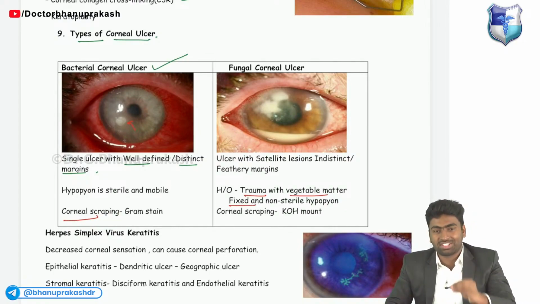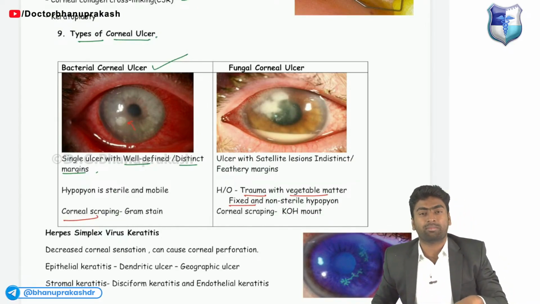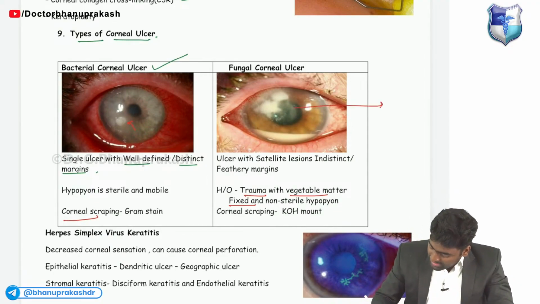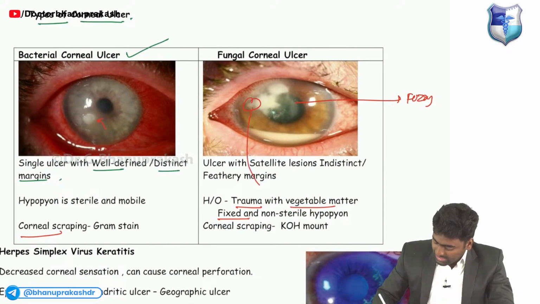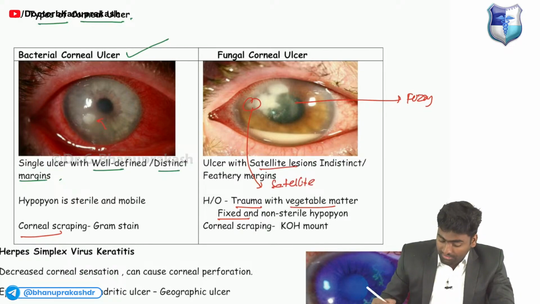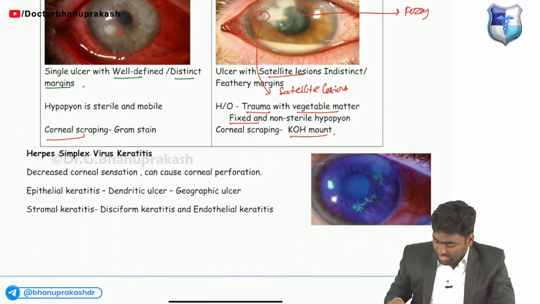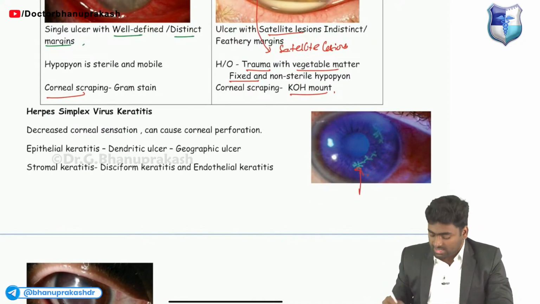A farmer with a history of trauma with vegetative matter will have this type of fuzzy or feathery margins, along with the presence of satellite nodules, satellite lesions. It will be suggestive of a fungal corneal ulcer. So in this case, we use the KOH mount for staining.